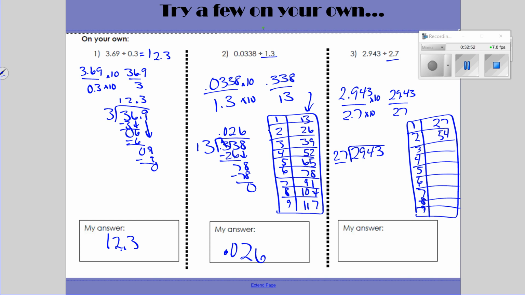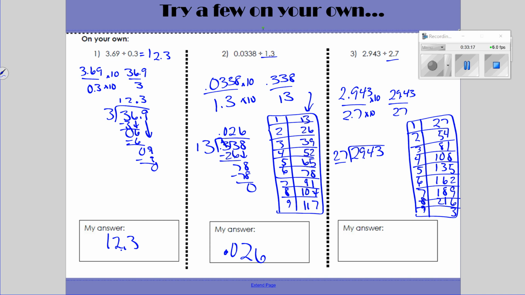Now I'm just adding. 7 and 4 is 11. 81. 7 and 1 is 8. 8 and 2 is 10. 7 and 8 is 15. So I'm carrying a 1. 7 and 5 is 12. So I'm carrying a 1. 5, 6, 9, 8, 16. So 10, 1.